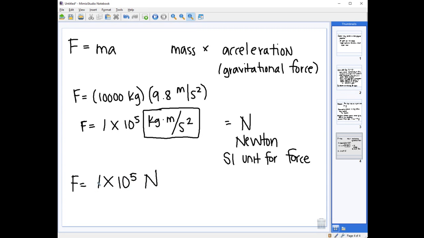So now we're going to take this number that we have derived here, our force, and we're going to plug it into our other formula. Okay, we're going to plug that into our pressure formula.